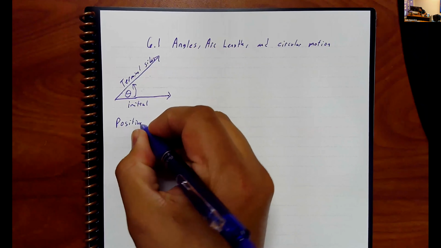Here are some more formulas. This is the formula for arc length. For a circle of radius r.